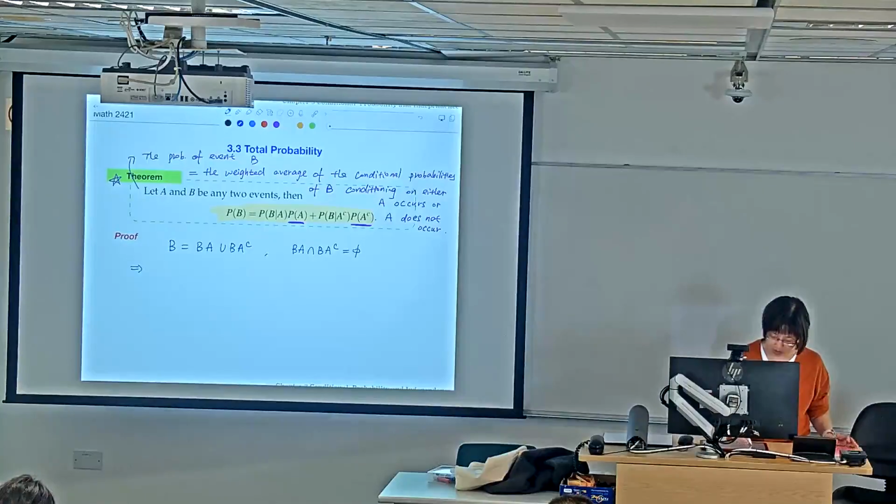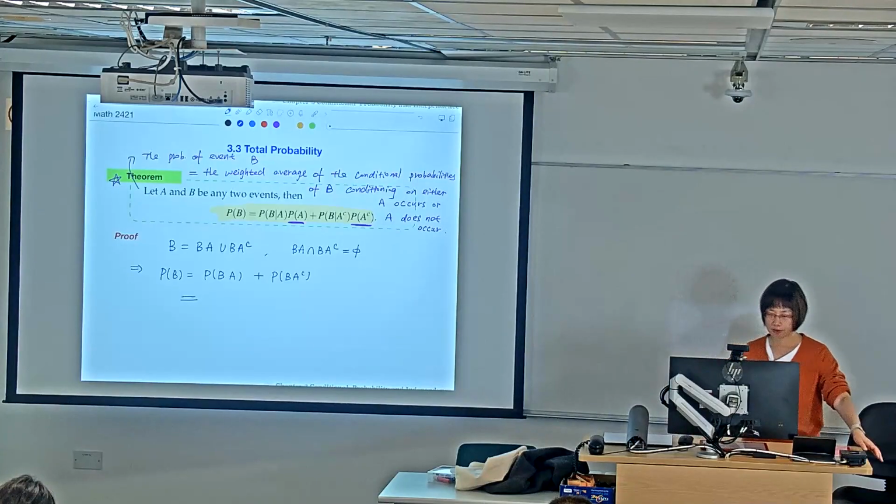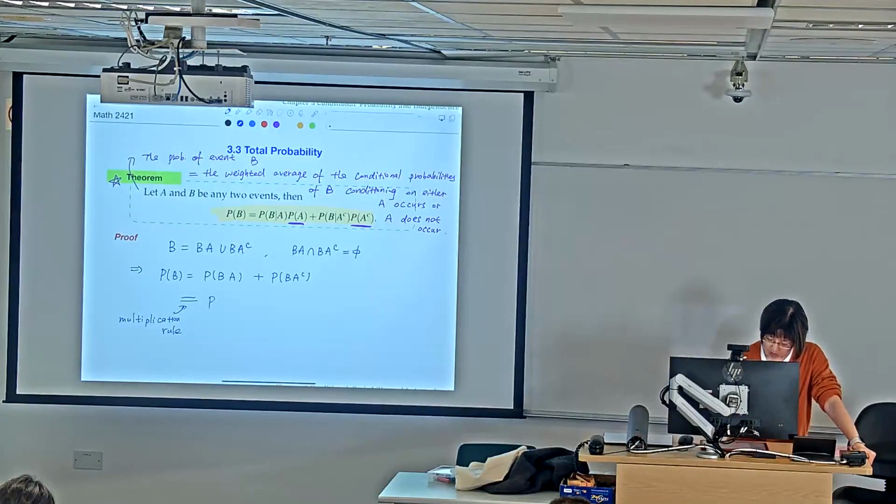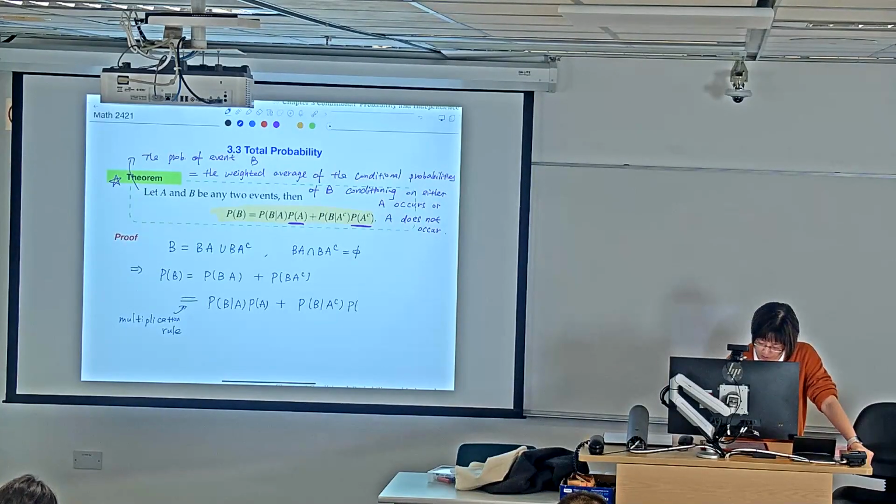Then use axiom 3: the probability of B equals the probability of B intersect A plus the probability of B intersect A complement. And once we have the probability of the intersection of events, we can use the multiplication rule and apply the conditional probability. So the probability of B intersect A is the probability of B conditional on A occurring, times the probability of A. And similarly, we have the probability of B conditional on A complement, times the probability of A complement.